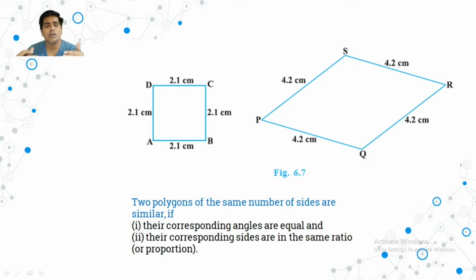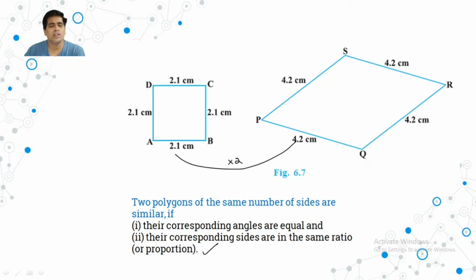Still, we have to cross-check which condition it is not obeying. If you check the sides, 2.1 becomes 4.2, means clearly it is 2 times. Again 2.1 becomes 4.2. So each and every side is twice the other, double clearly. Means the corresponding sides are in the same ratio. So this condition it is obeying.